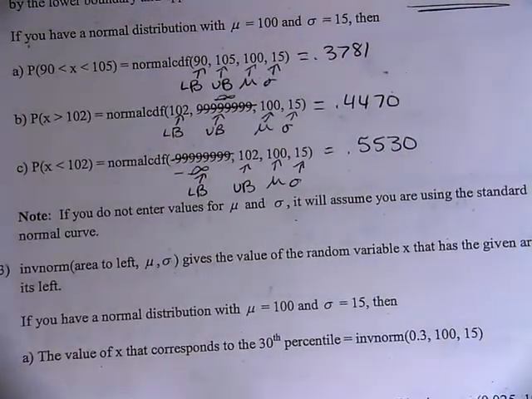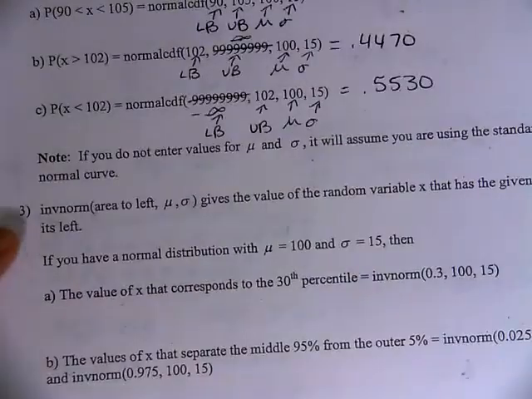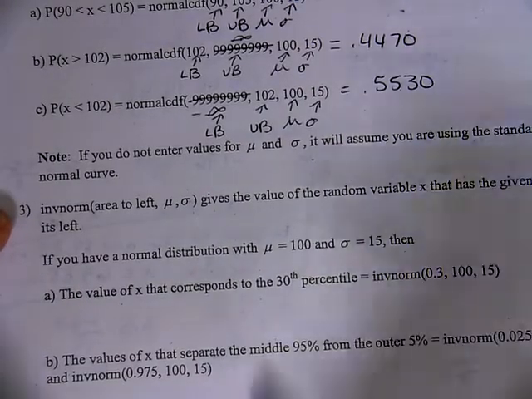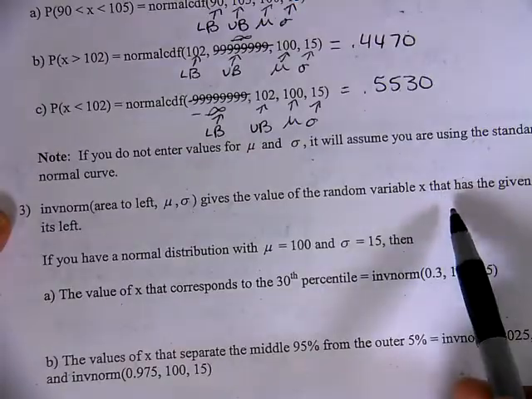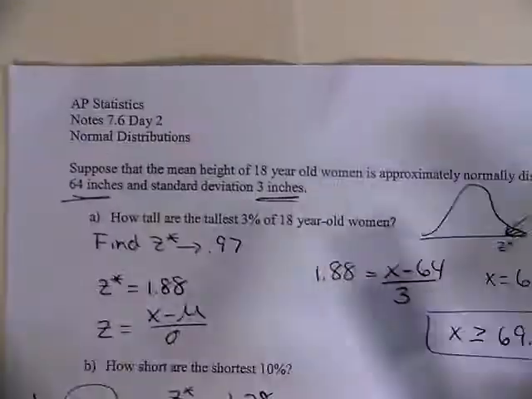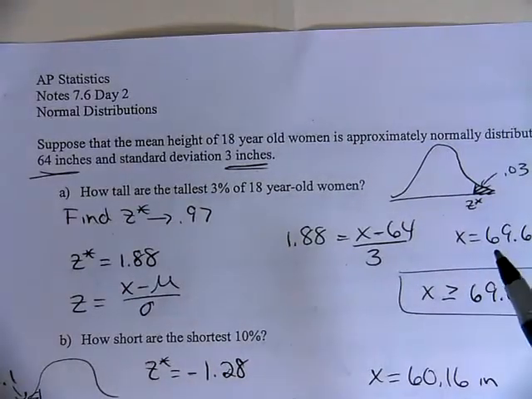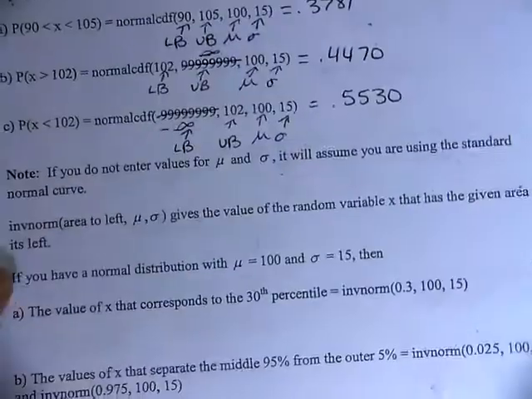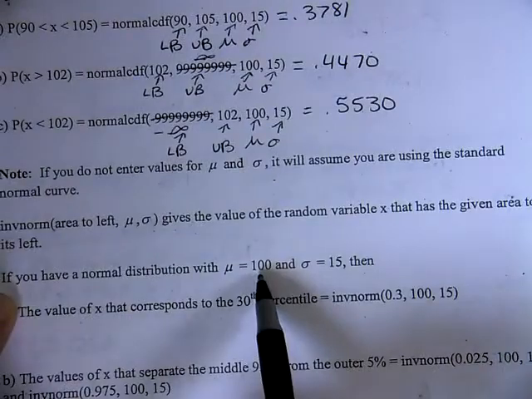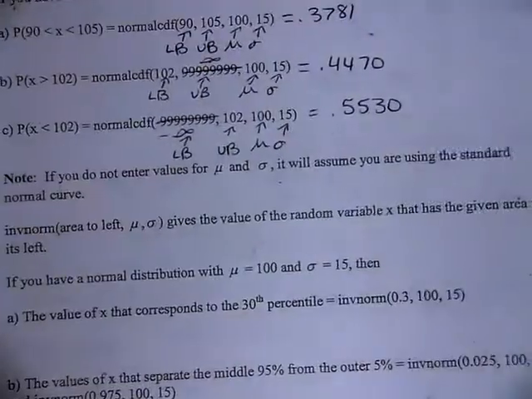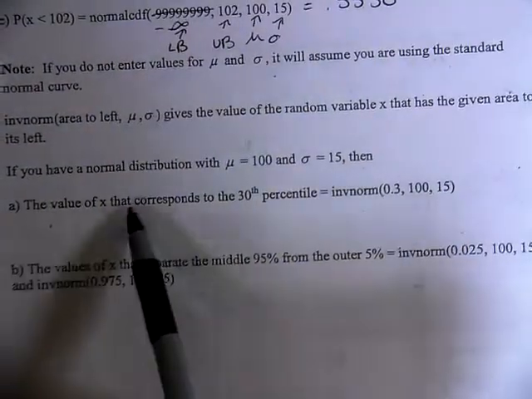The other way you can use the calculator is by using invert norm. Invert norm gives the value of a random variable x that has the given area to the left. So everything we did on this page, I can use invert norm for. So you have the normal distribution, mean of 100, standard deviation of 15. The value of x that corresponds to the 30th percentile.